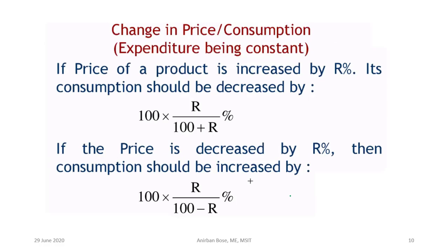But before that, if the price of a product is increased by R%, by what percent should its consumption be decreased so that the expenditure remains constant? This kind of problem is also very common, where expenditure is constant. To keep the same expenditure, if the price increases by R%, the consumption has to be decreased by R divided by (100 plus R). Similarly, if the price is decreased by R%, then consumption should be increased by R by (100 minus R). So let us see how to use these formulas.